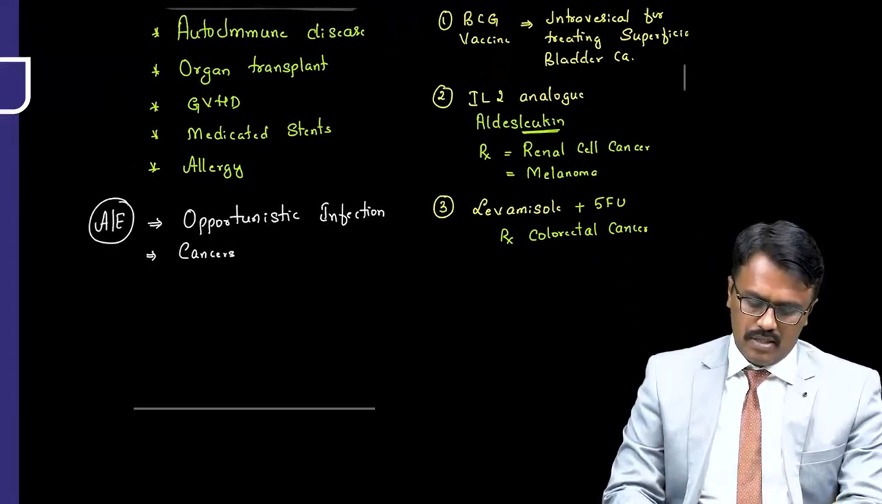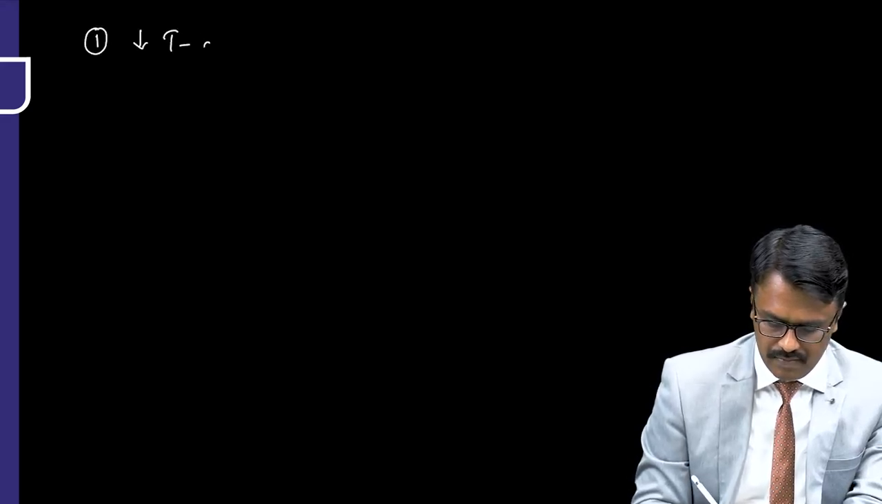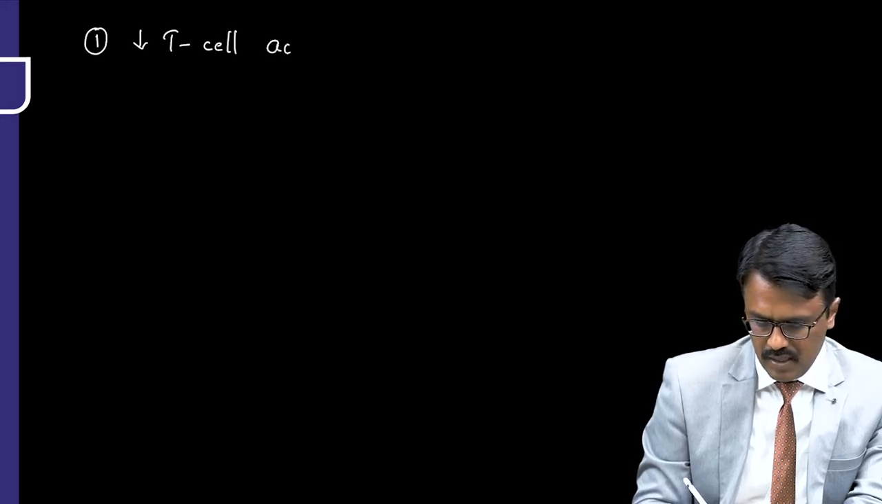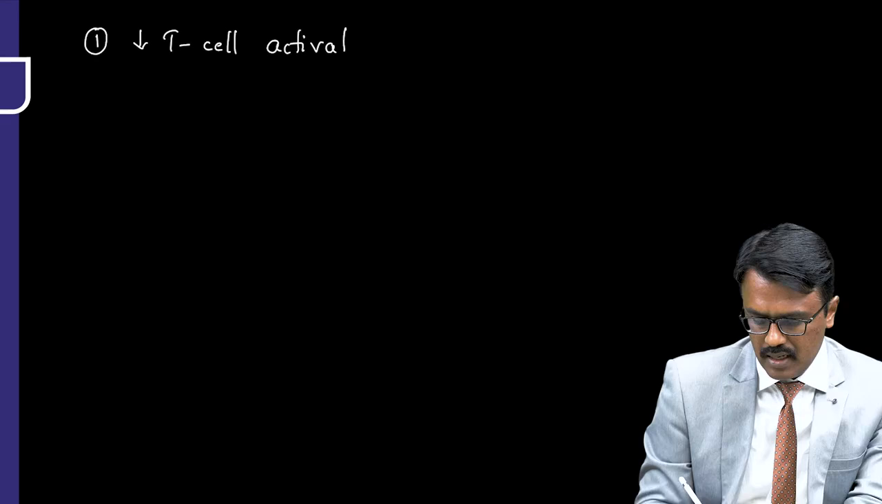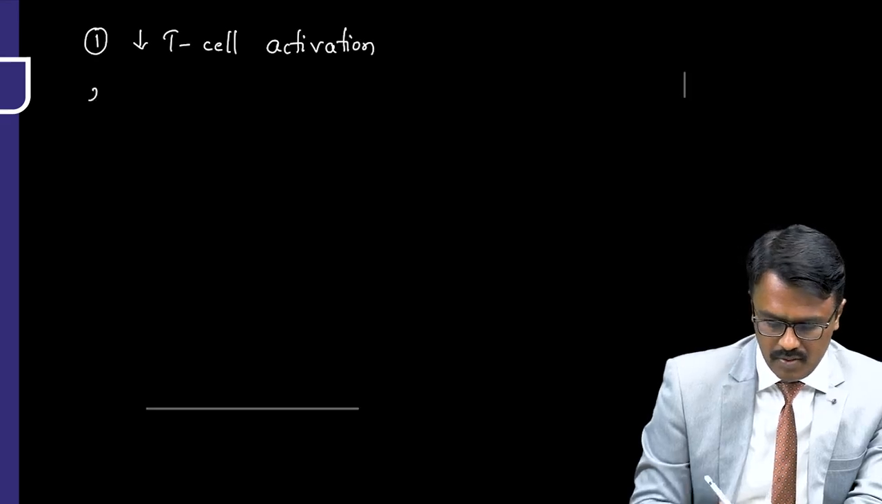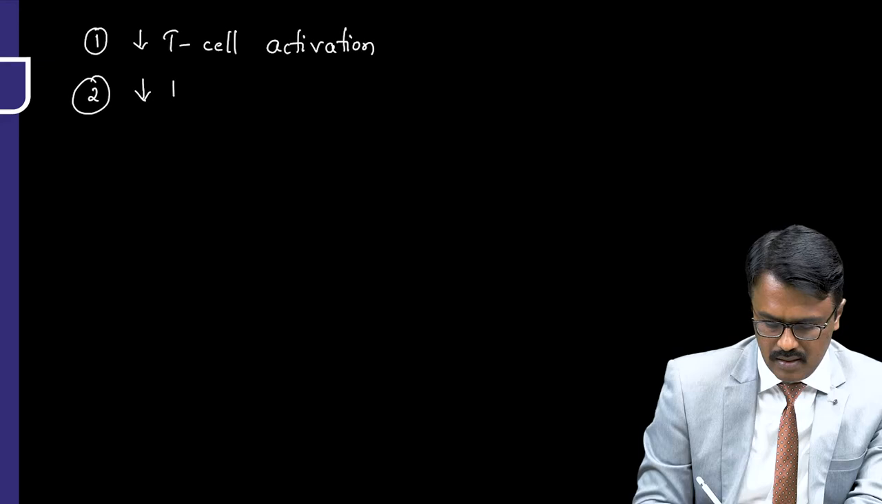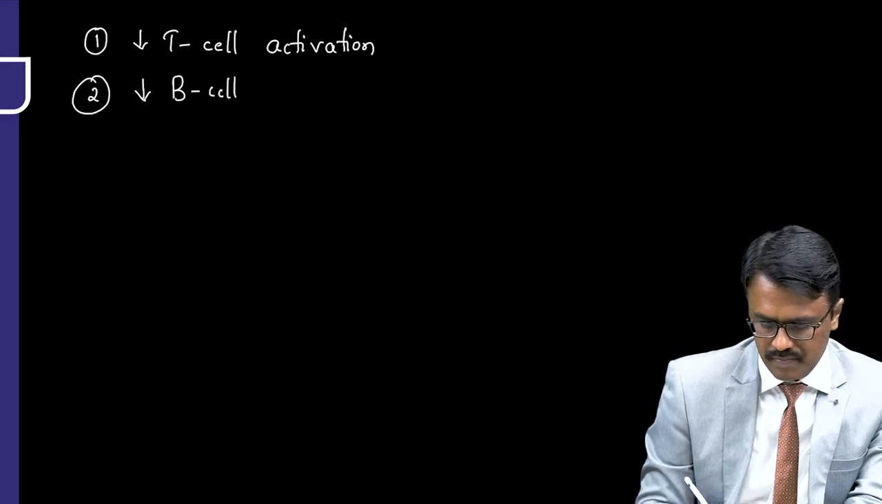So we understood the concept here. Now, once we understood the concept, how do we suppress the immunity? You know that the cell-mediated immunity is by T cells, the humoral immunity is by B cells. So what we can do is decrease the T cell activation. Number two, we can decrease the B cell activation.